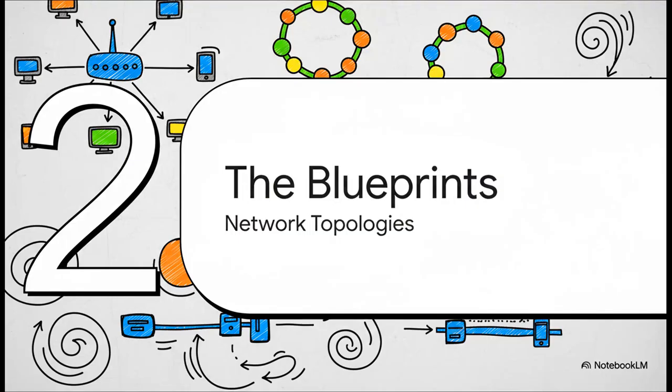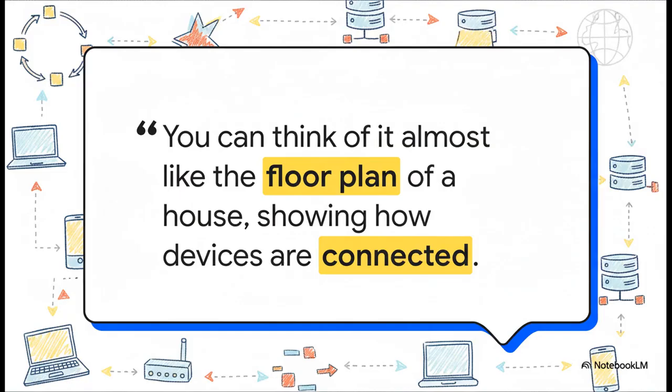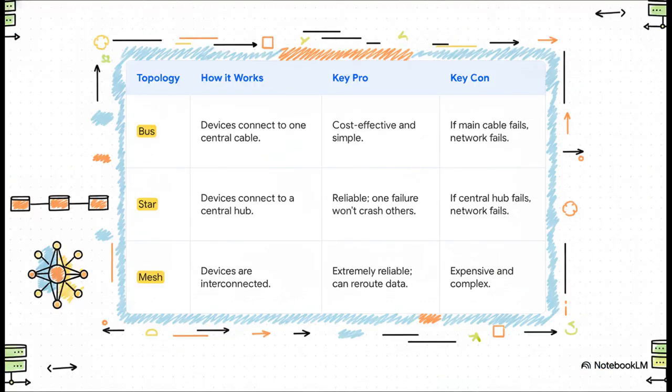Okay, so if a network is just a group of connected devices, how are they actually arranged? It's not just some random jumble of wires, right? There's a plan. And that plan, that layout, has a name. It's called a network topology. I love this quote that describes it as a floor plan for a house, showing how all the rooms, or in our case, devices, are connected. And this is where things get really interesting, because you can see the classic trade-offs network engineers are always juggling.